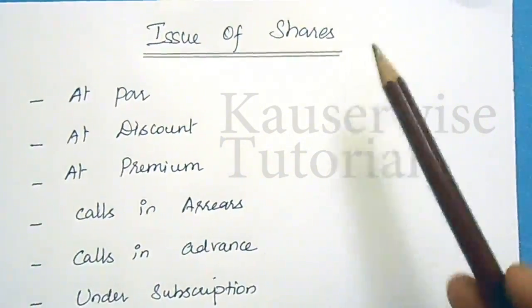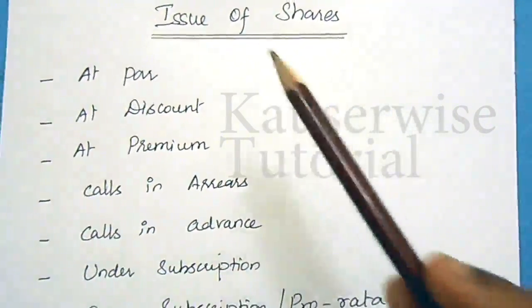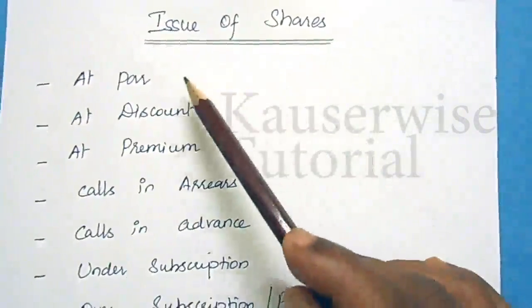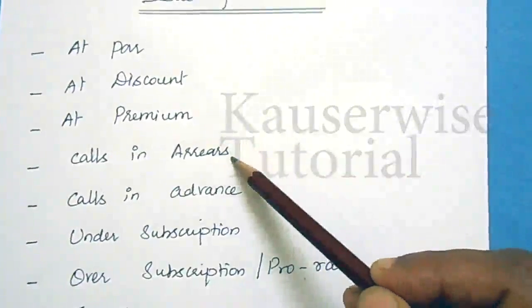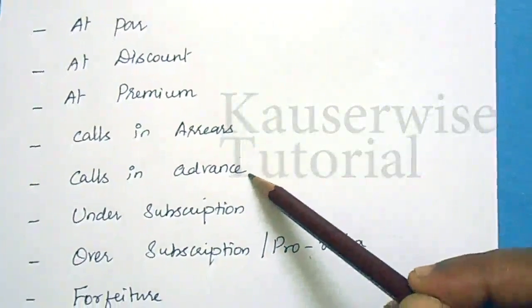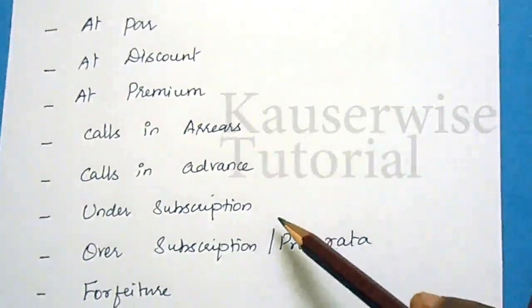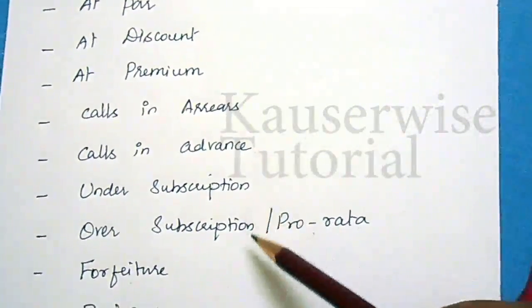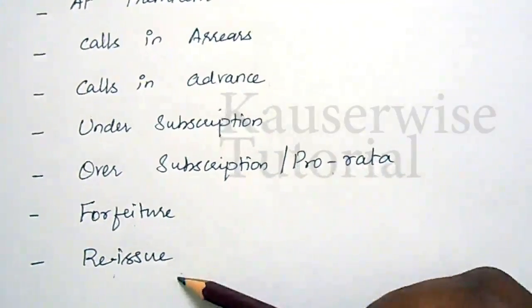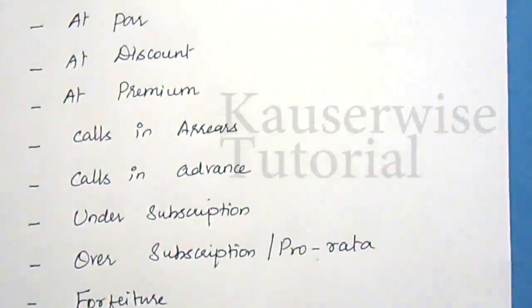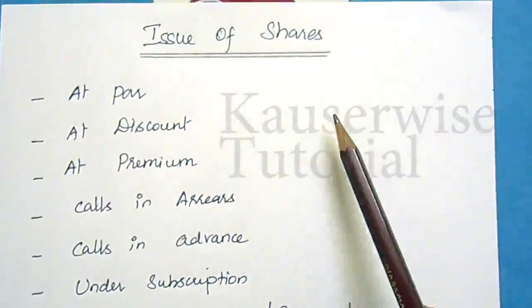In the issue of shares, these are the different cases. The first one is issue of shares at par, at discount, at premium. And the next one is calls in arrears and calls in advance. The issue can be in two different forms: one is under subscription and over subscription. And the next one is the forfeiture of shares and reissue of shares. So these are the different cases which come under issue of shares.